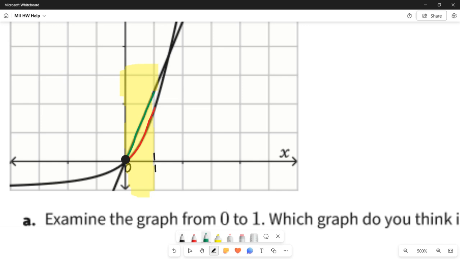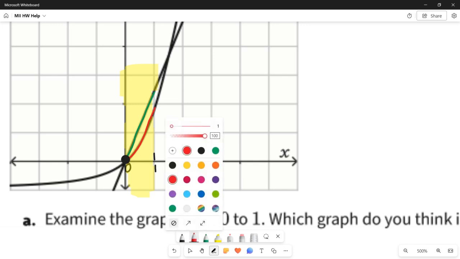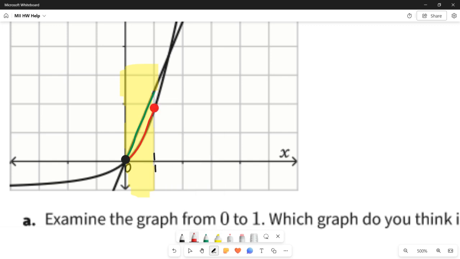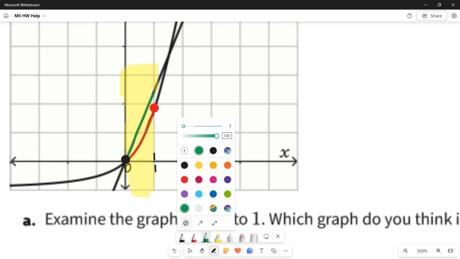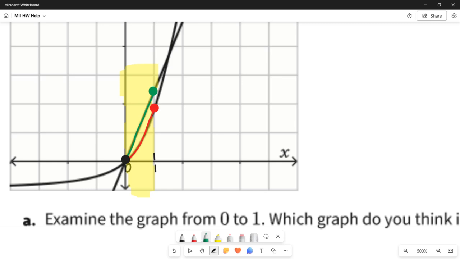And r of x, which is the exponential function, the red piece, once you get to x equals 1, it seems to stop maybe right about there. And meanwhile, s of x, the straight line, the linear function, seems to stop right around there. And so we can see that if we want to know which one is growing faster between 0 and 1, well, notice that green is above red.